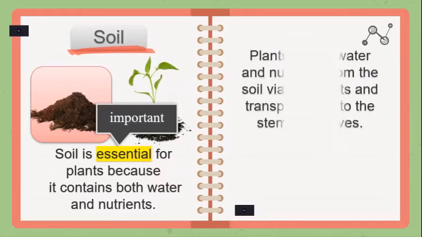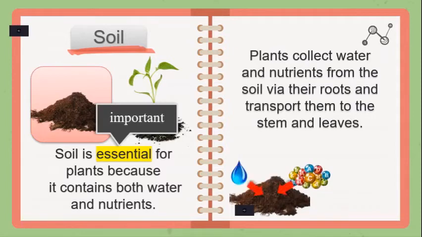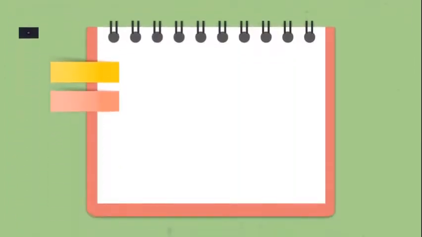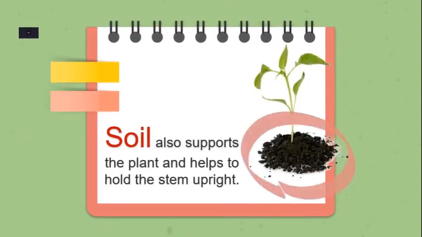Plants collect water and nutrients from the soil via their roots and transport them to the stem and leaves. Soil also supports the plant and helps to hold the stem upright.